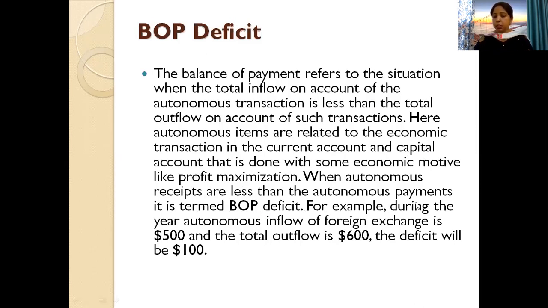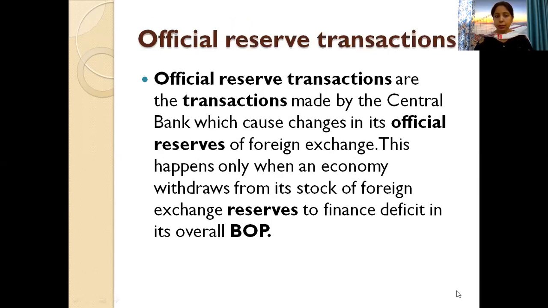For example, during the financial year, autonomous inflow of foreign exchange is $500 and the outflow is $600. आ कितना रहा है? $500. और जा कितना रहा है? $600. So total deficit कितना हुआ? $100. Right? So I hope it is clear to all of you.